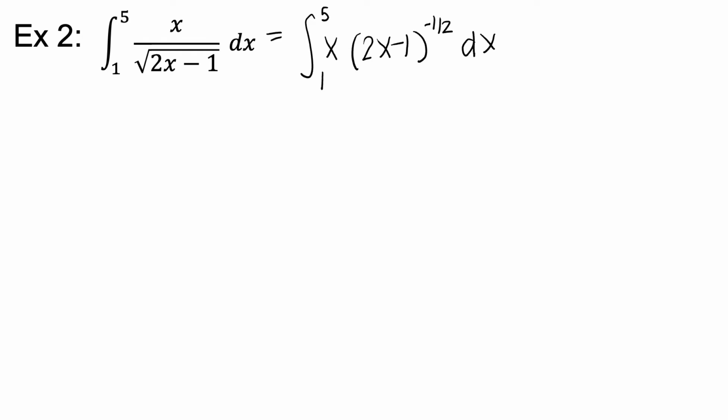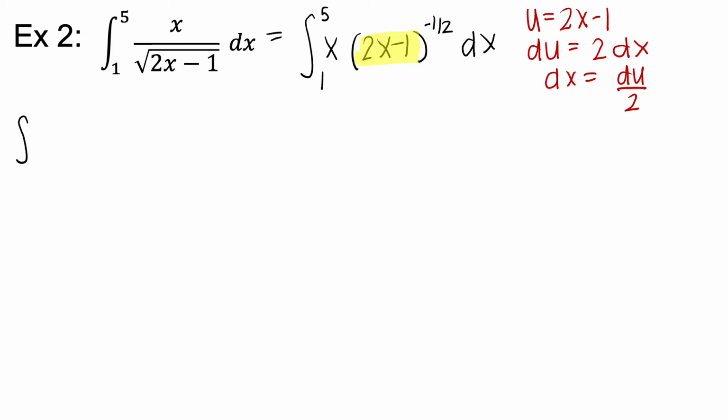From here, I'm going to go ahead and choose a u value just like I always would. I'm choosing my u as the inside piece, so u equals 2x minus 1, which makes du equal to 2 dx, and dx equal to du over 2. So now I'm going to go ahead and continue just like I always would and see what happens. So I'm going to start to fill in my integral. I'm going to keep my x. I'm going to replace my u to the negative 1/2 power, and I'm going to replace du over 2.